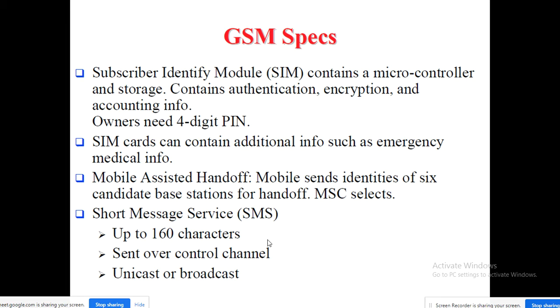The third point, they're talking about flooding actually. Mobile sends identities of 6 candidate base stations for handoff. Six represents the size of my hexagon, right? Hexagon size. 6 sides are there, so it will flood from any one side. I will get my handoff procedure. That's all. That is the basic idea.